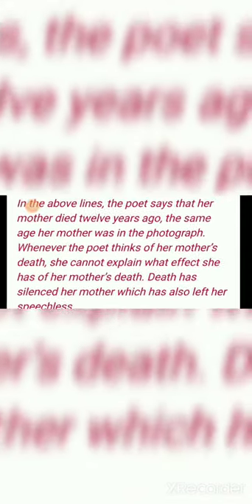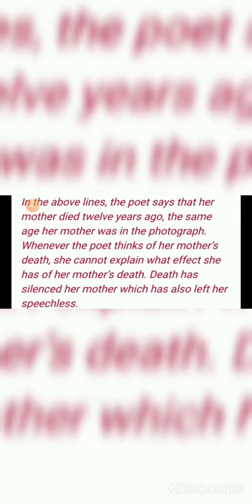Looking at the explanation now, in the above lines, means the final stanza, fifth stanza, the poet says that her mother died 12 years ago, the same age her mother was in the photograph. Whenever the poet thinks of her mother's death, she cannot explain what effect she has of her mother's death. Obviously, if we talk about the loss of parents, the big loss of life, the biggest I consider, then it will make us speechless all the time. So death has silenced her mother, which has also left her speechless. This the poet wanted to say finally.